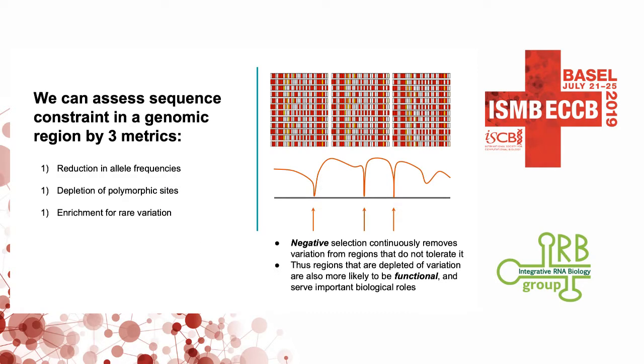In our case, we can assess sequence constraint by three metrics: whether or not we observe a reduction in allele frequencies for variation affecting UTR G4s, whether or not there's a depletion of polymorphic sites, and whether or not we see enrichment for rare variation.